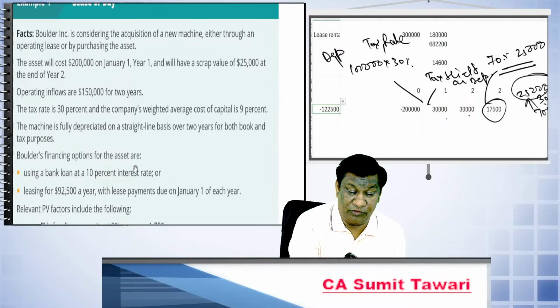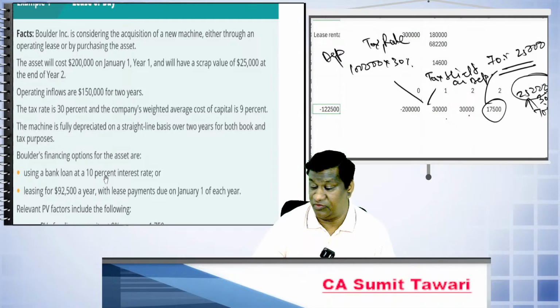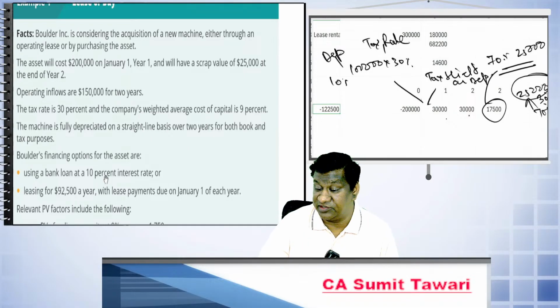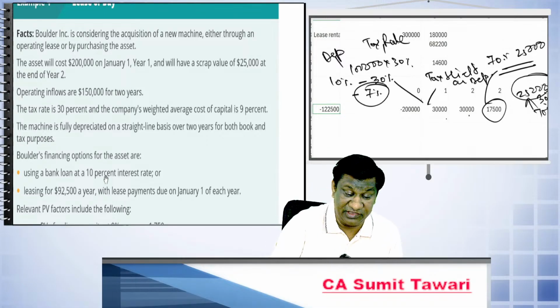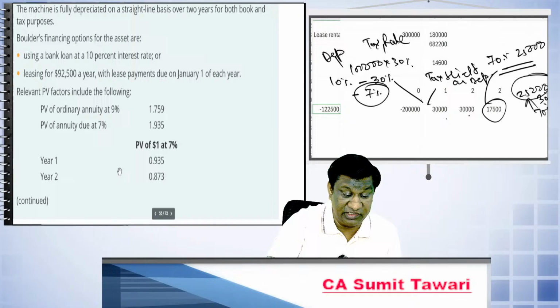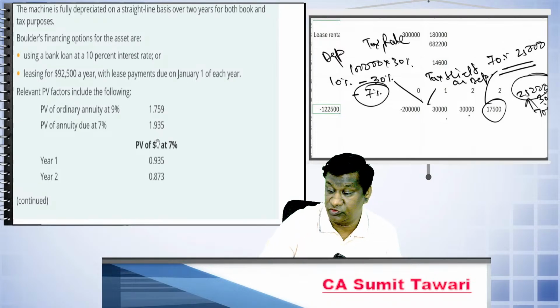Then the financing option for the interest rate: bank loan, 10% interest rate. Okay, so 10% is bank interest rate. As I said, we are getting the tax benefit of 30%, so we need to consider the discounting factor of 7%. They gave the information that the PV of annuity due is 7%. For individual year, for year 1 and year 2, it is 0.935 and 0.872, and for both the years the total is also given.